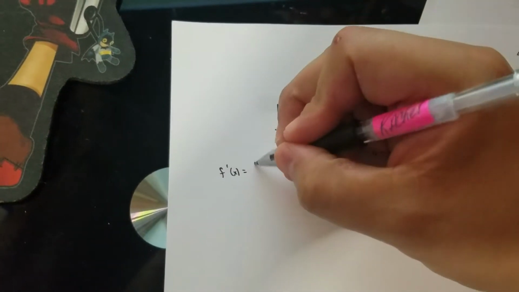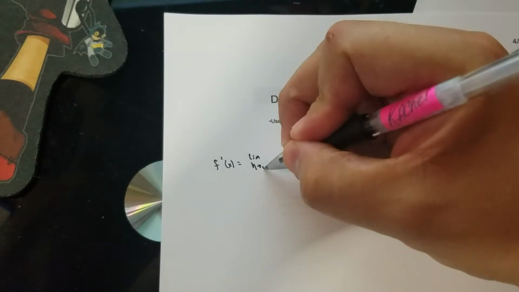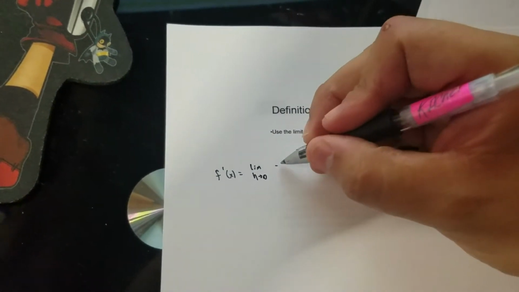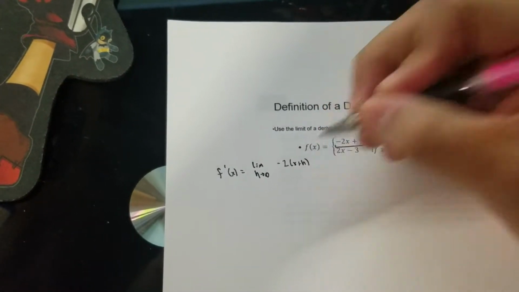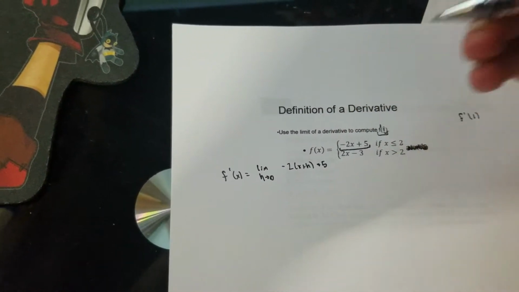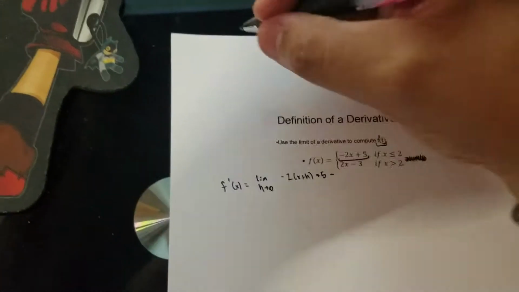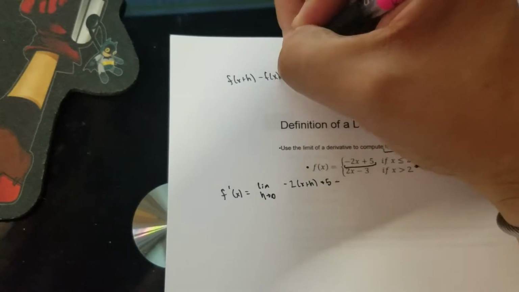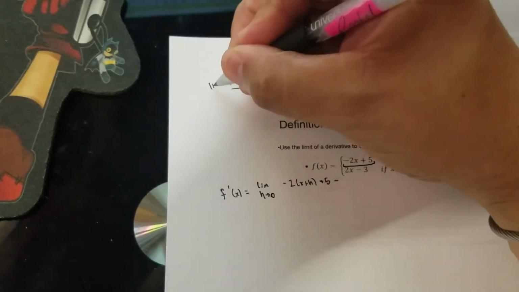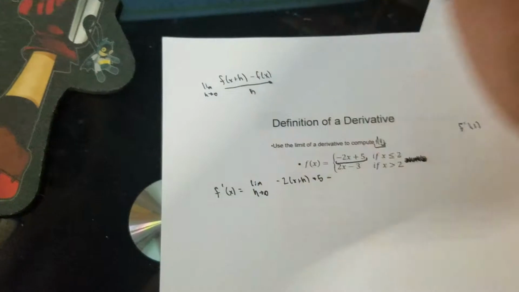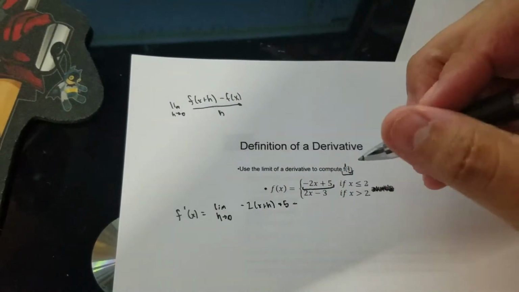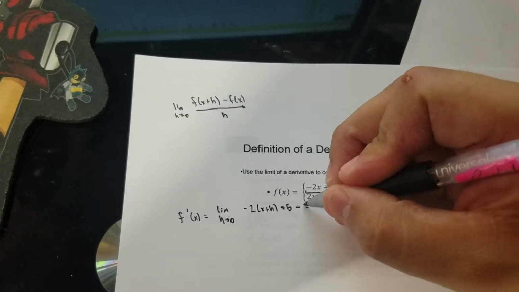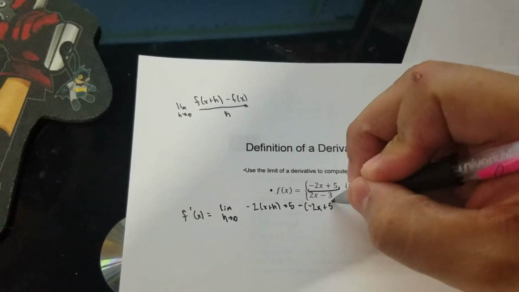Okay, so I'm going to do first f prime x, which is the limit as h approaches 0 of, let's do the equation, negative 2 times x plus h plus 5. Well, I should write the definition up here. Okay. And then minus f of x, which is negative 2x plus 5.